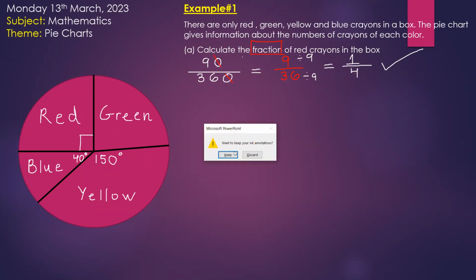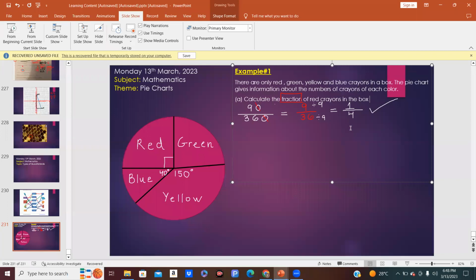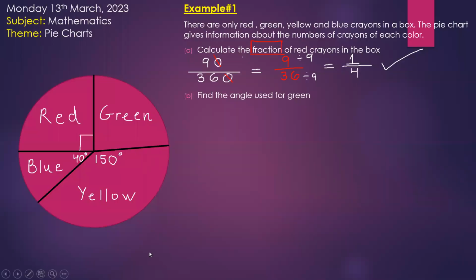Okay, so let's move on to B. B says, find the angle used for green. That should be a straightforward process. Give me one moment, please.